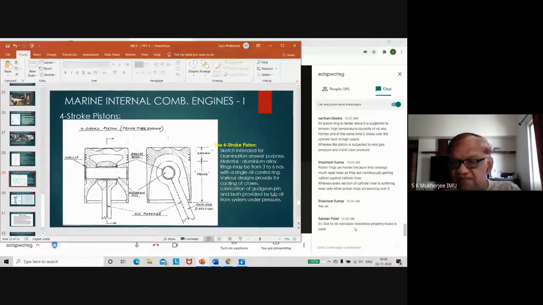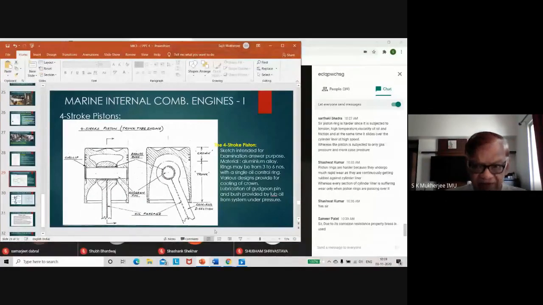Bronze is much more resistant to corrosion. Anyway, I will come to that later. Let's finish this. So this place here is called the boss and strut region. What is the boss? The boss is this part of the piston, which is a thicker part, and it accommodates the gudgeon pin. This part is called the boss, and the strut is the gudgeon pin.